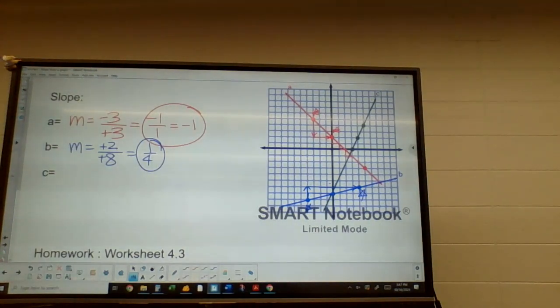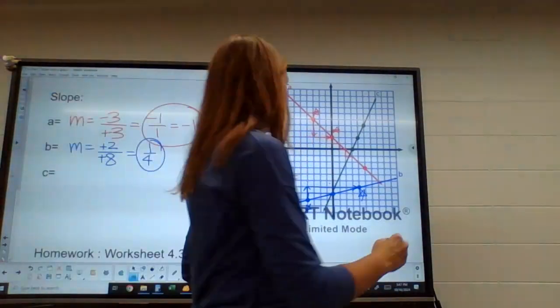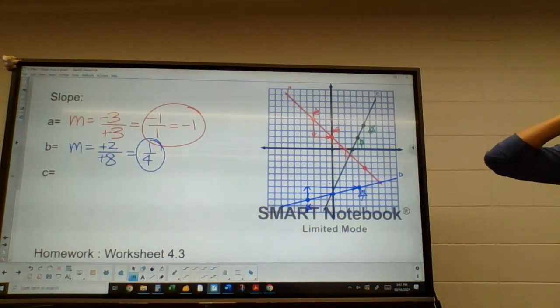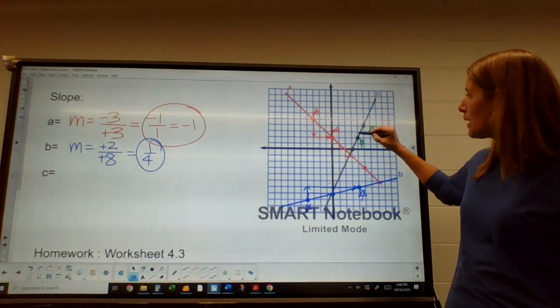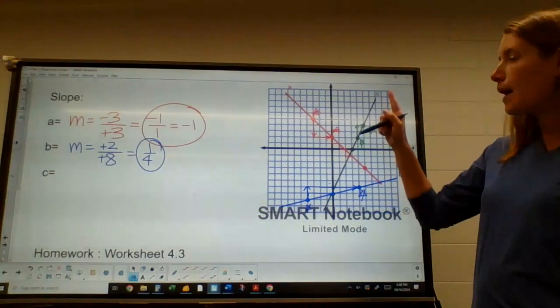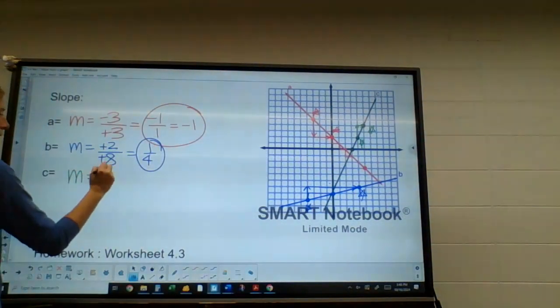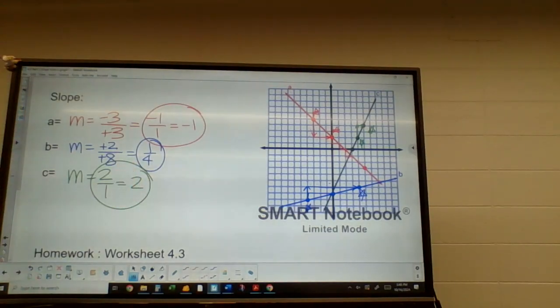So finally for our line C, again, pick any 2 points. I'm going to use these 2. I can already tell my slope is going to be positive because it's going uphill. I'm going to go up 2 and over 1. So up 2 over 1. It's my slope, which is just 2. Either answer is fine with me.